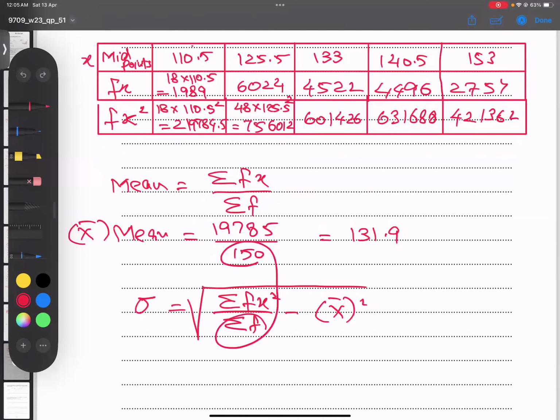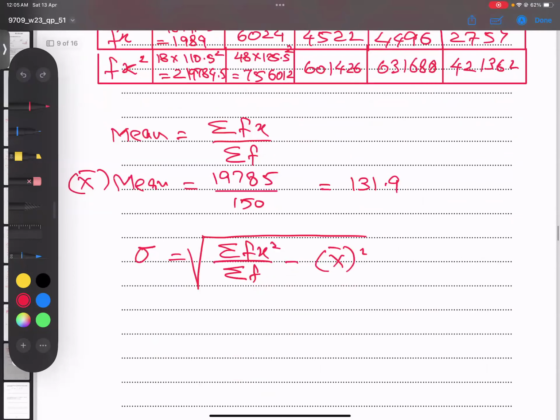And this, 150. So I believe it is nothing hard, and I'm saving my time. I'm writing 150, and here I'm writing 131.9 to the power 2, and I'm going to add them and write it here. So let's add. 219,784.5. First value I have taken. Be careful. Let me recheck.